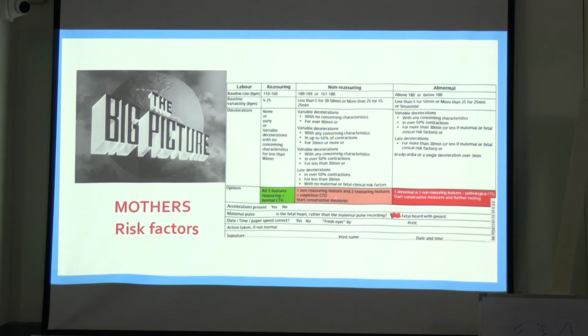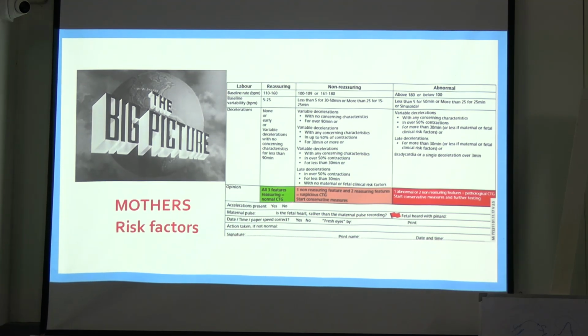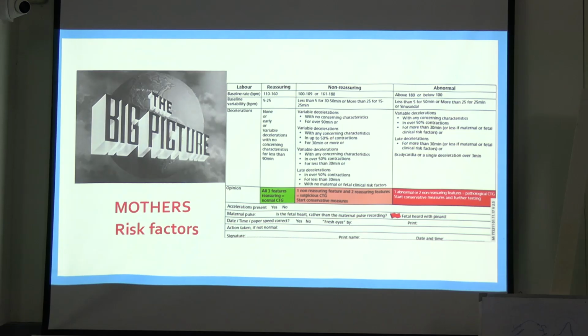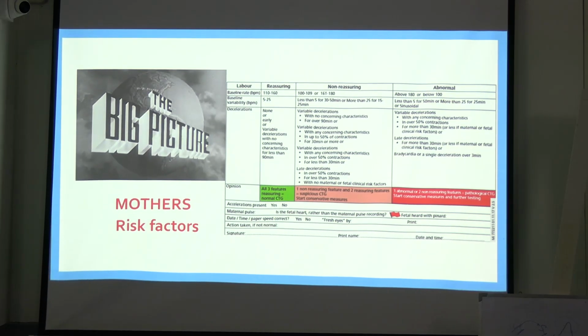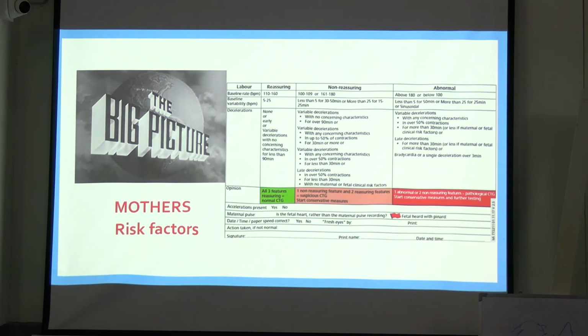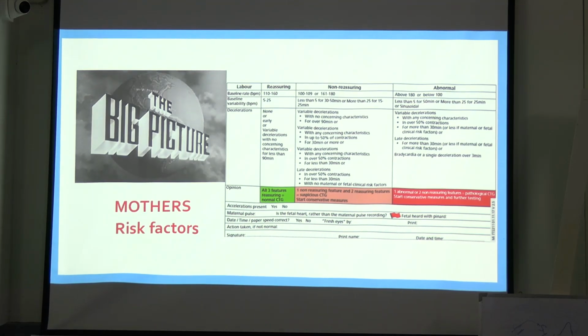If one non-reassuring and two reassuring, it is suspicious. You have to be suspicious. And if one abnormal finding is there and two non-reassuring findings are there, then that is called pathological CTG. You need to do some conservative management or do further testing, or you need to deliver the baby. Okay. So what comes under the non-reassuring?